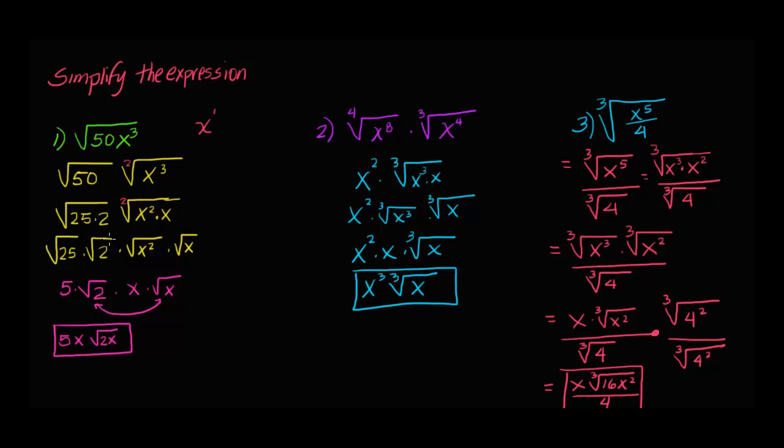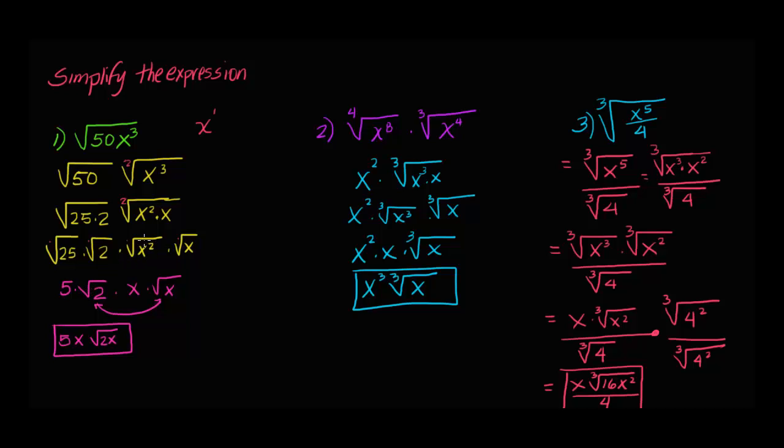And now I separate 25 and 2 into their own little houses. I separate x squared and x into their own little houses. Notice all these radicals have the same exact index. They're all square roots, okay? Now, square root of 25, 5. Square root of 2, square root of 2. I can't simplify that further.